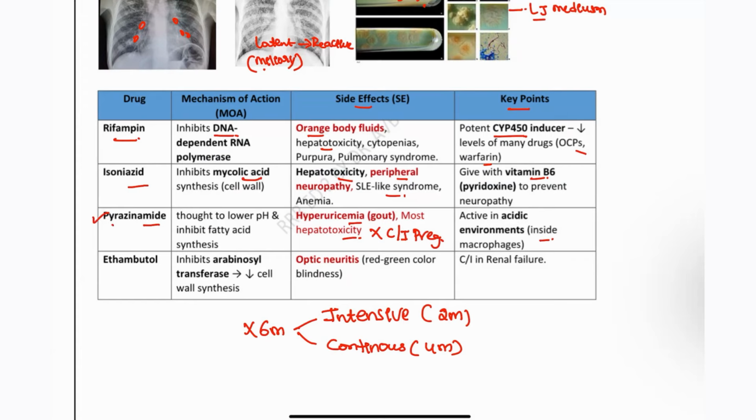Next, coming to the last drug, guys, that is ethambutol. Ethambutol, E for eye. It can cause optic neuritis and blindness. And here also, cell wall synthesis will be decreased as the mechanism of action. It is contraindicated in patients with renal failure.